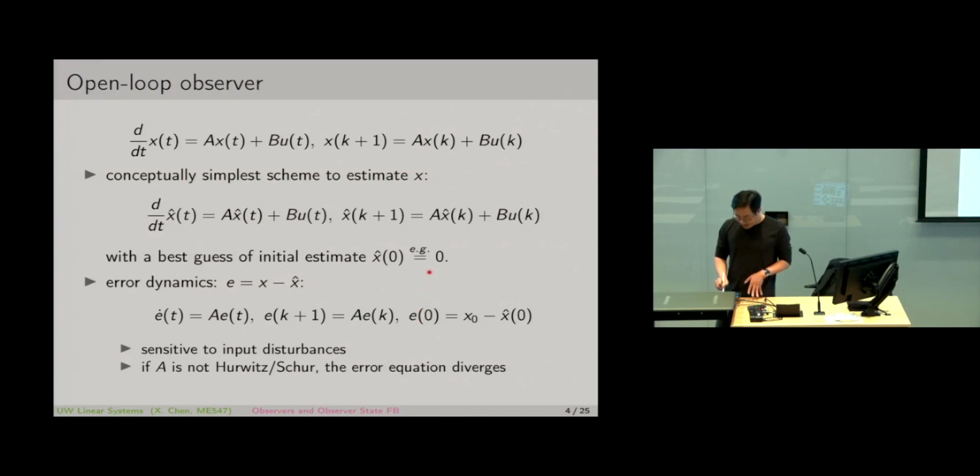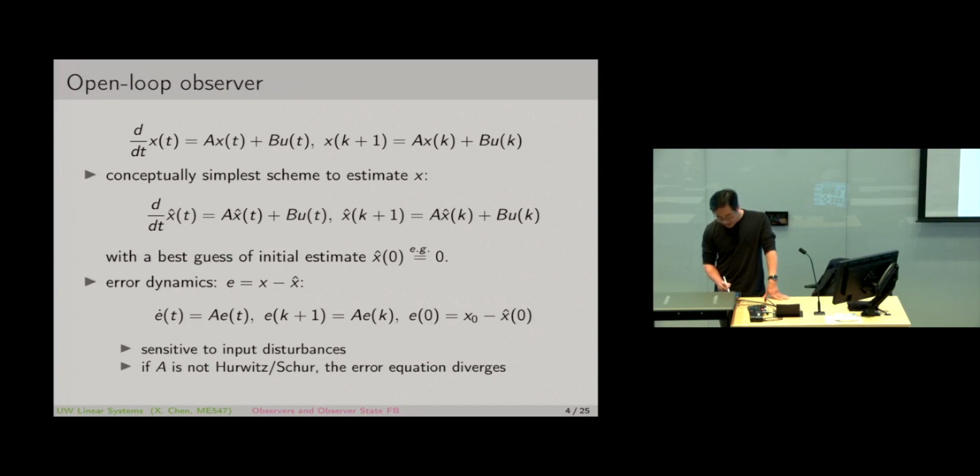Some problem immediately appears because of the eigenvalues of A. In the continuous time case, if the eigenvalues of A have components on the right-hand side, then we are screwed. This error will go to infinity in the end. And if the eigenvalues of the A matrix in the discrete time case have magnitude larger than 1, then we are also screwed. So this thing cannot work because the eigenvalues of A are not guaranteed to be stable. In other words, if A is not Hurwitz in the continuous time case or Schur in the discrete time case, then the error will diverge.